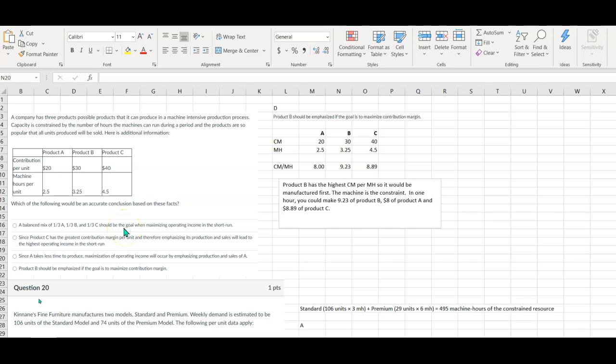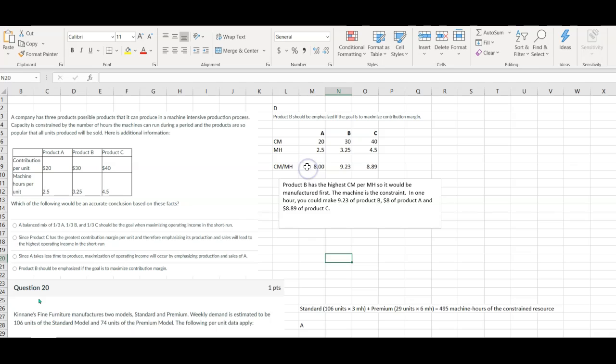Hey Mitchell, I have the two problems here that you asked about, 19 and 20. In the first one, they've got a capacity constraint on the number of machines, by the number of hours the machines can run during the period. First of all, they gave us a contribution margin per unit for the product, and then the machine hours required per unit. So if you look at the contribution margin per unit of the constrained resource, I would take my contribution margin divided by machine hours.